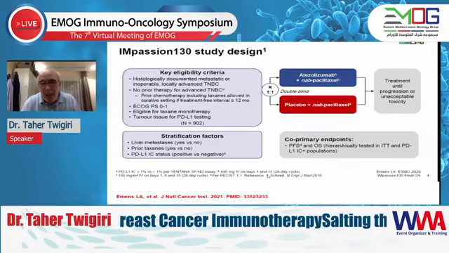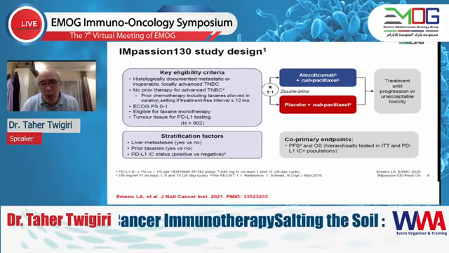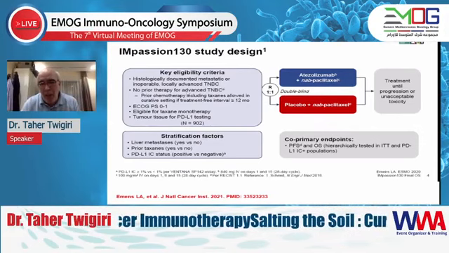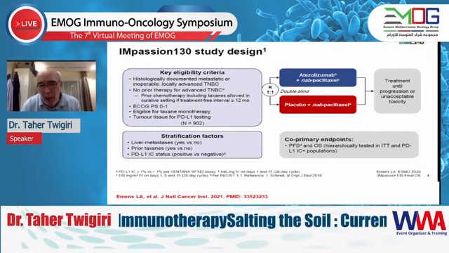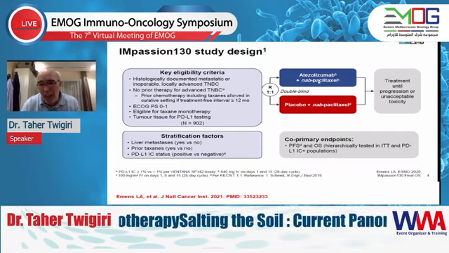Now, the other thing, this is IMpassion 130, which is very well known, where patients with triple-negative disease, first line, with adjuvant or neoadjuvant therapy more than 12 months prior, were randomized to Atezo plus nab-paclitaxel.